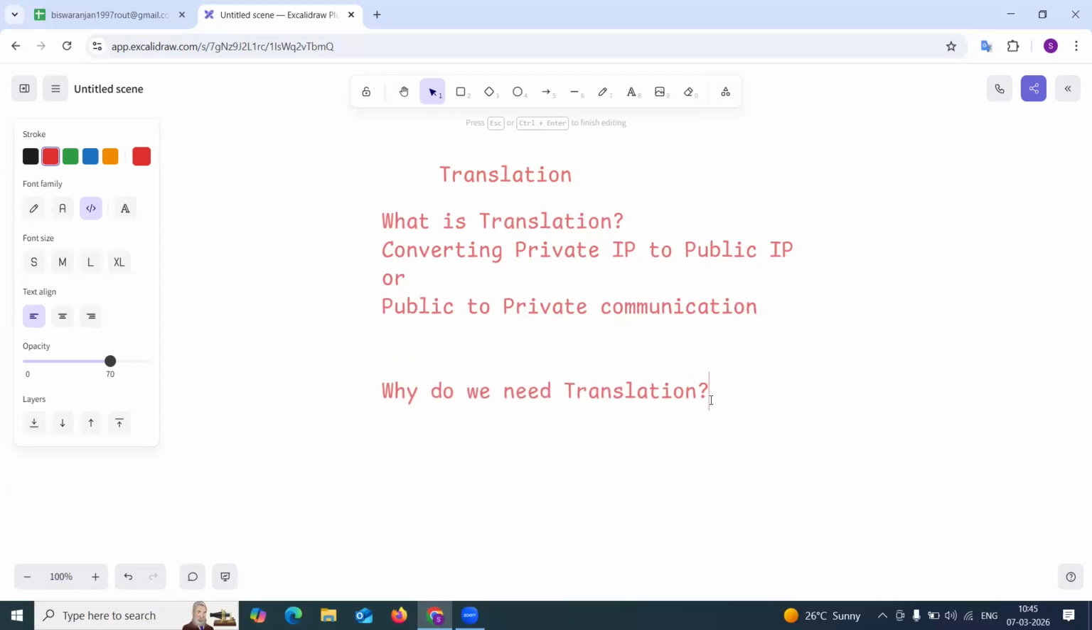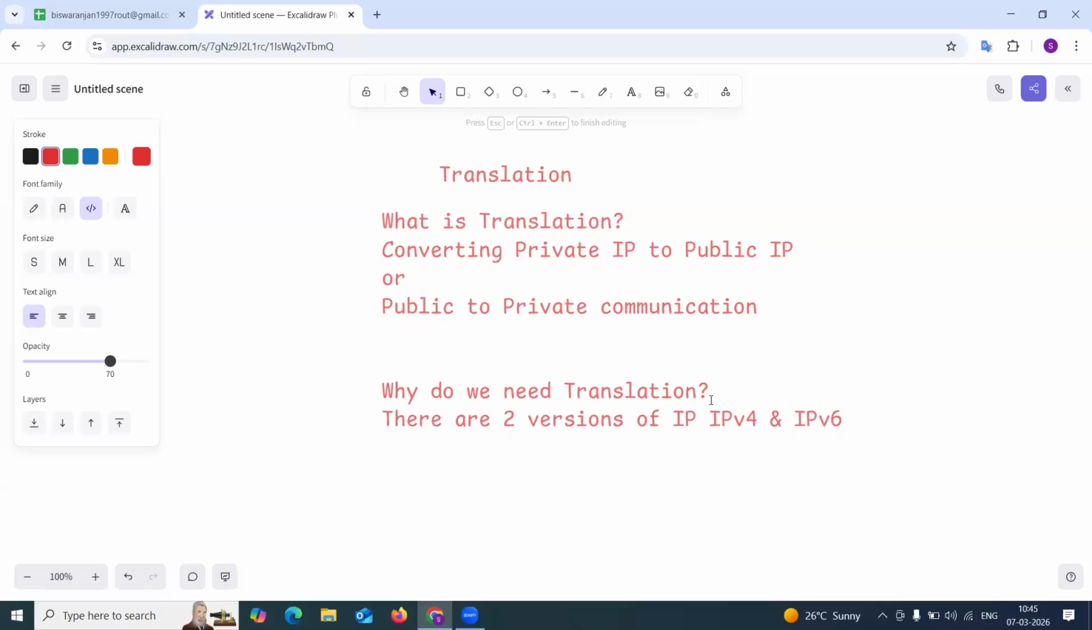Why do we need a translation? Most of the time, you guys will tell me to communicate over the internet. That is true, but that's not the only reason. There are two versions of IP, IPv4 and IPv6.